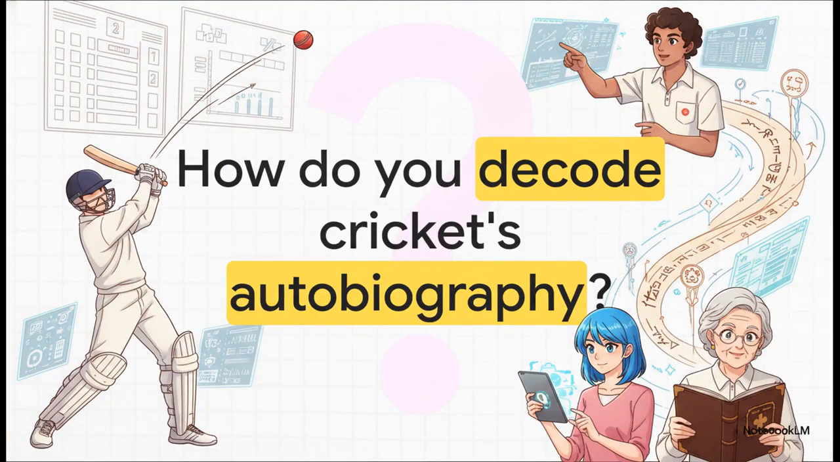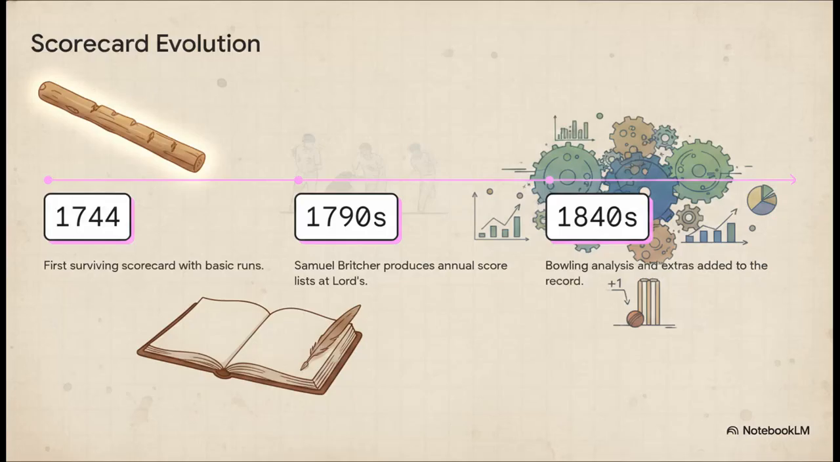So the million-dollar question: how do we transform this raw, chaotic data into the actual story of a match? How do we read between the lines to figure out who's actually dominating, who's buckling under the pressure, and what wild strategies the teams are deploying? Well, it all comes down to understanding the foundational language that scorers have perfected over centuries. Let's take a quick look at how scorecards actually evolved.